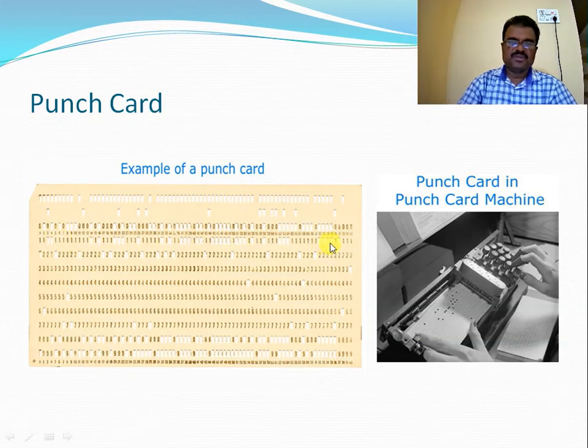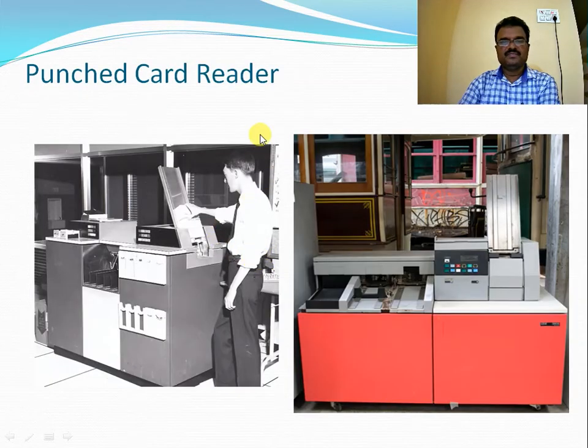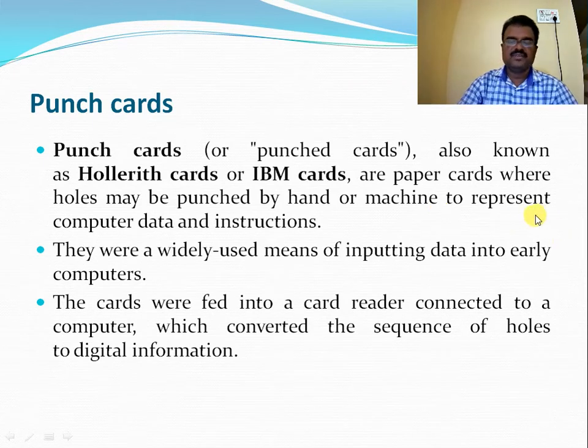So a separate paper will be there, and on this paper we punch the data in the form of holes. Every piece of data must be punched on this card. This is called a punched card. With the help of a punched card machine, we punch it. After punching, that information must be given to the computer with the help of a punched card reader.